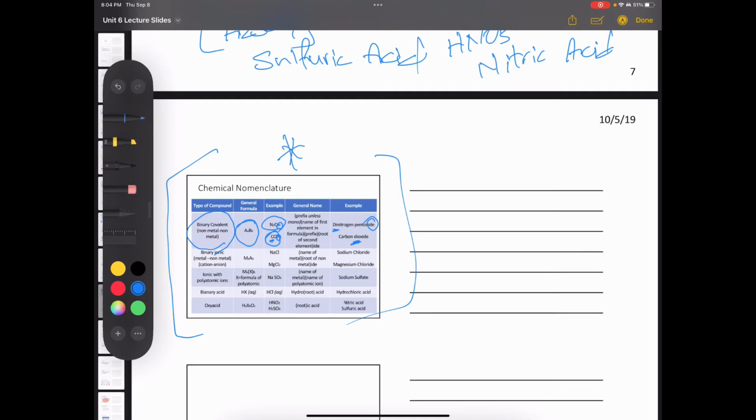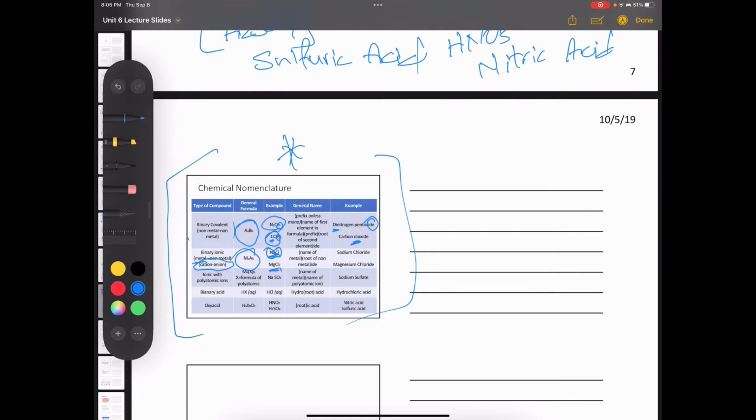Let's look at the next one, which is binary ionic. The binary ionic is when you have a metal, which means someone from group 1 or group 2 in the periodic table, bonding to a non-metal. And in this case, you have cation and anion. This is the generic formula for this. Something like NaCl will be considered an ionic compound, because chlorine is from the halogens in the periodic table, non-metals. Sodium is a metal from group 1 in the periodic table. Same thing with magnesium chloride.